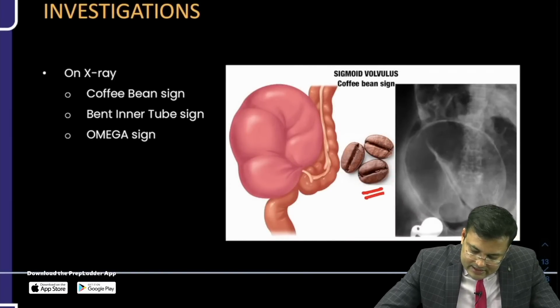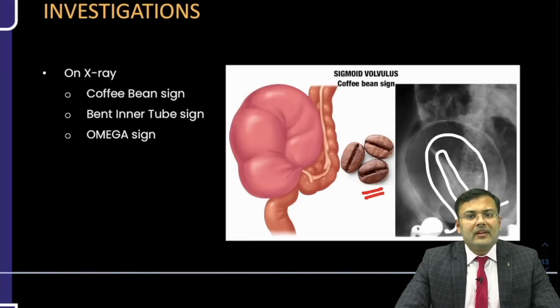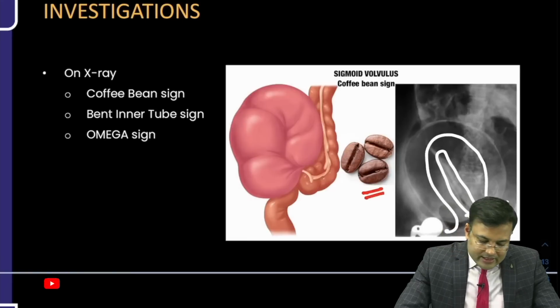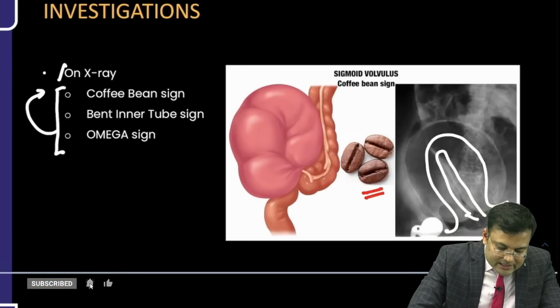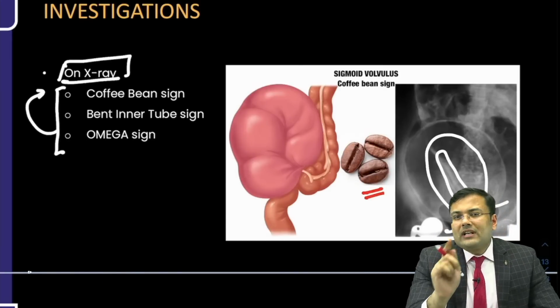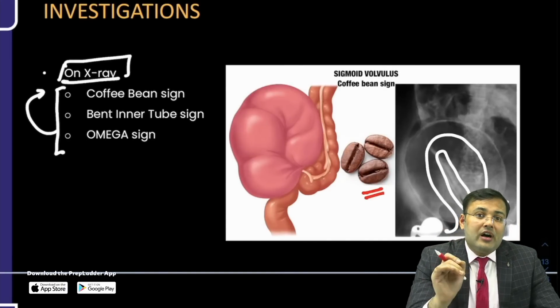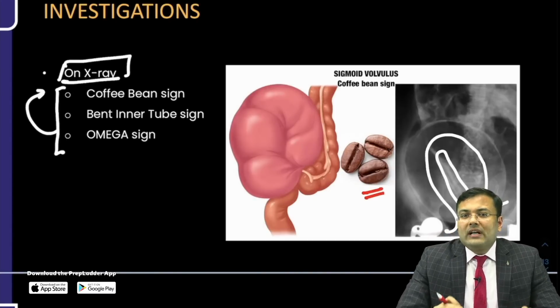There is another sign. Tell me what's the name of this sign? Omega sign, and this is known as what? Bent inner tube. So there is the omega sign, there is the bent inner tube. All these signs are seen on X-ray. Now you tell me, what are the signs which are seen on barium enema? If we go for barium enema, what are the signs seen?